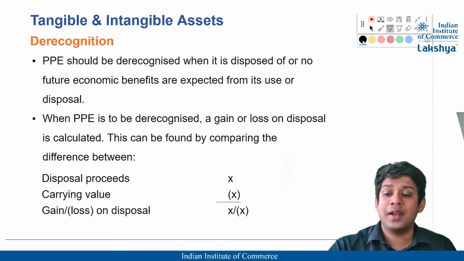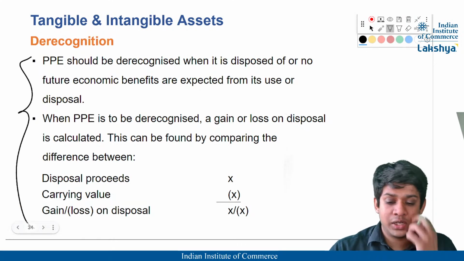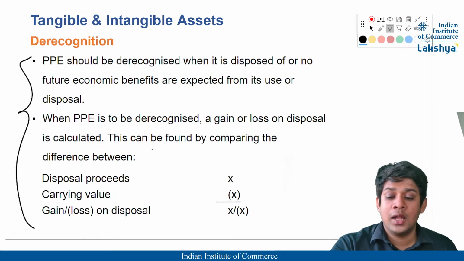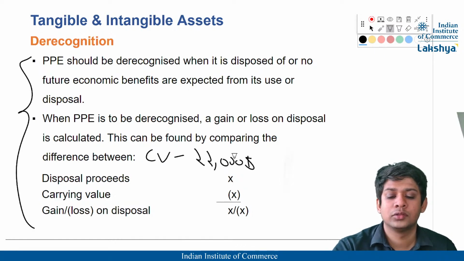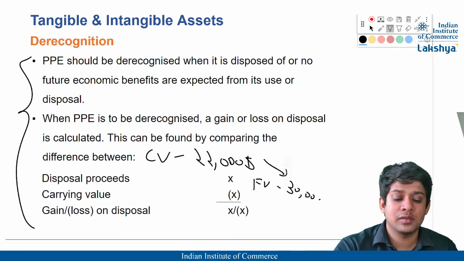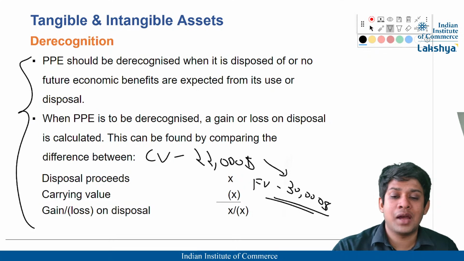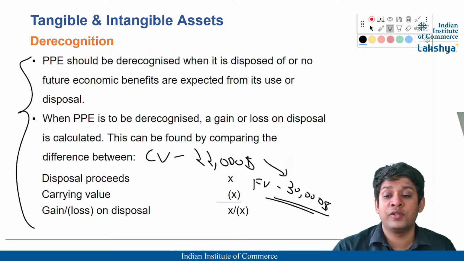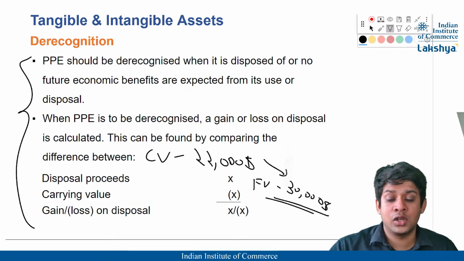Okay. So when my asset is derecognized, what is the journal entry that I pass? Maybe say the carrying value of my asset in my books was $22,000. I sold it for its fair value, that is $30,000. In the market, I sold it for 30,000. I'm not revaluing it, guys. Don't get confused. I am selling it off.